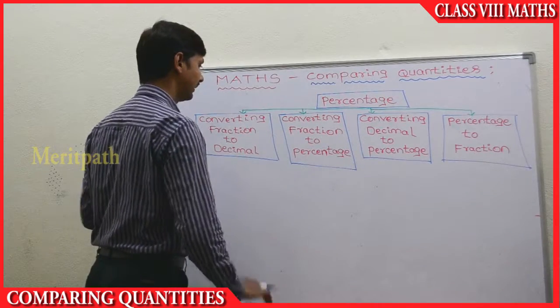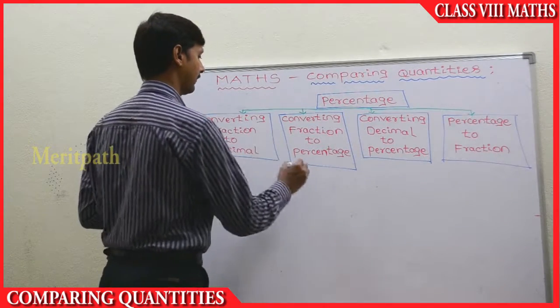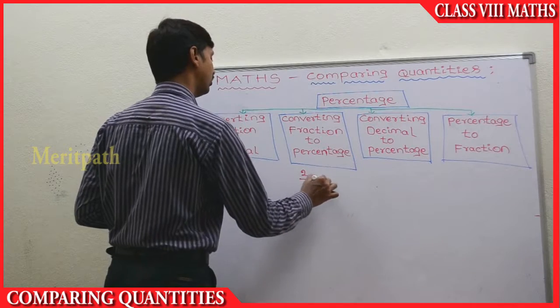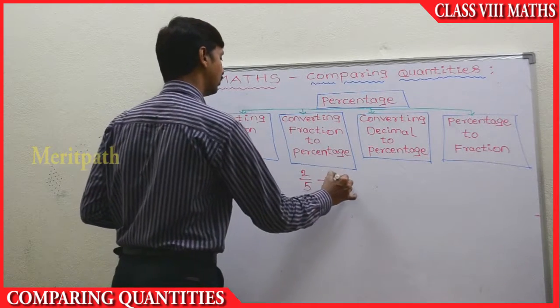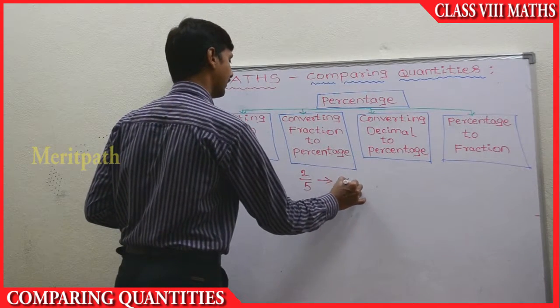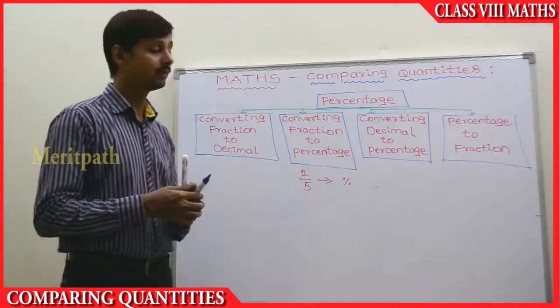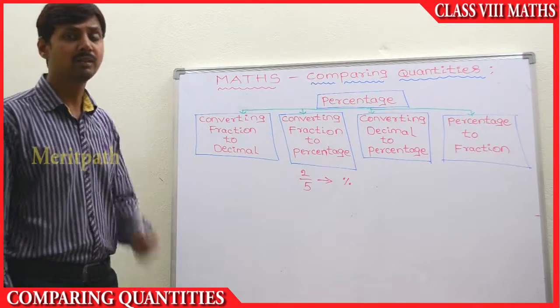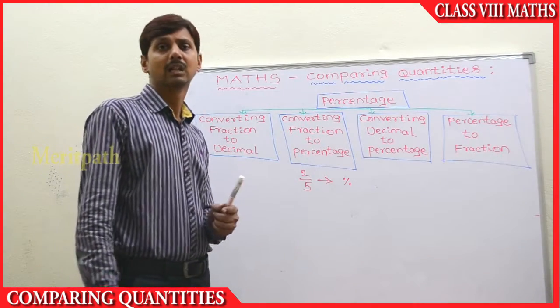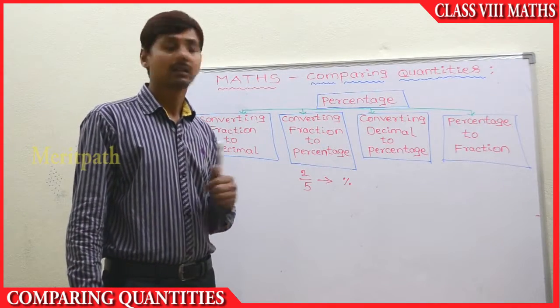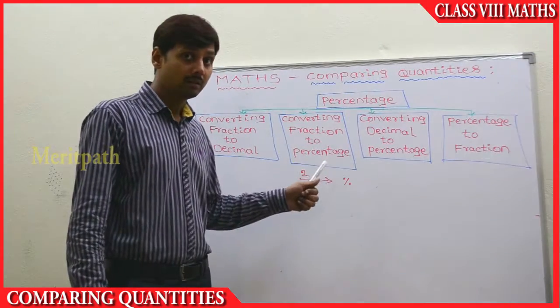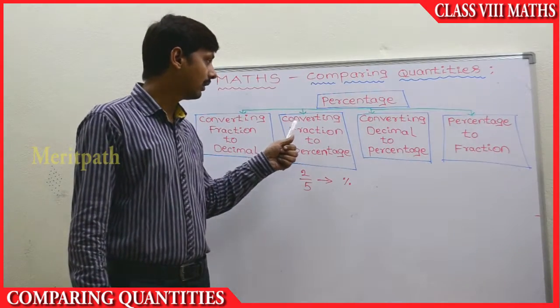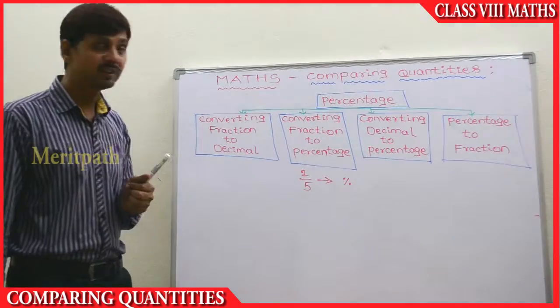Let's take the same thing, 2 by 5. This we need to change from fraction to percentage. So 2 by 5 is a fraction. Change it to percentage. We have learned the fraction. The fraction is nothing but converting a fraction to this percentage.